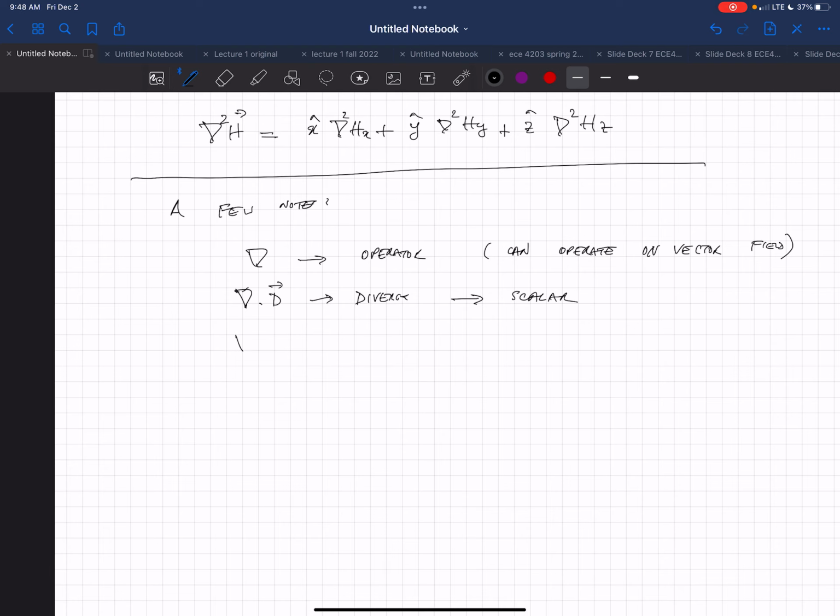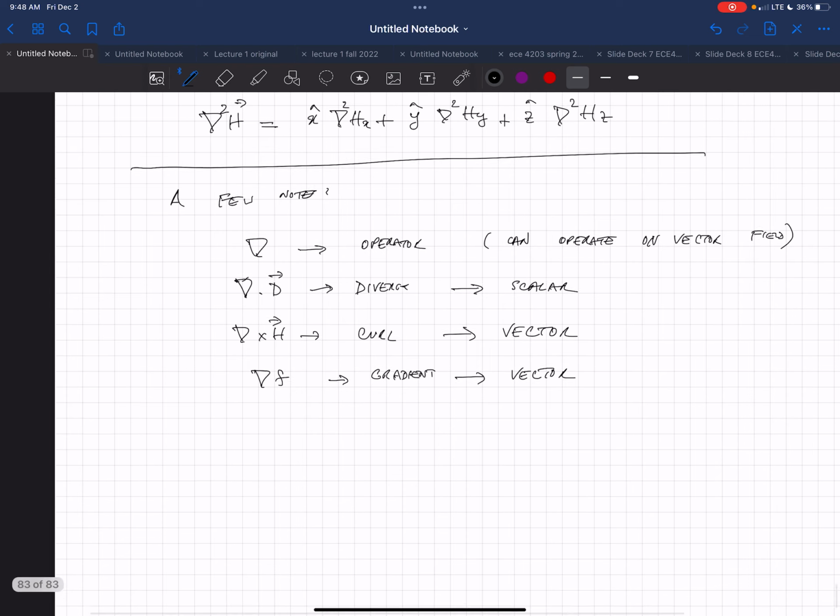And when you're doing a curl operation, the output of that is another vector. And when you're doing the gradient of a function, so that's called a gradient, that output is also a vector.